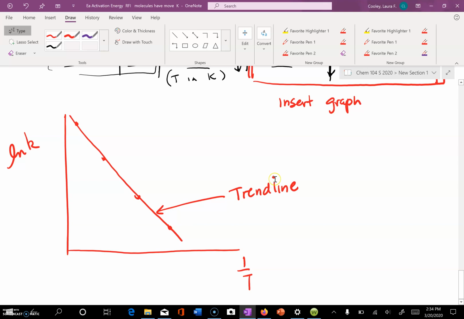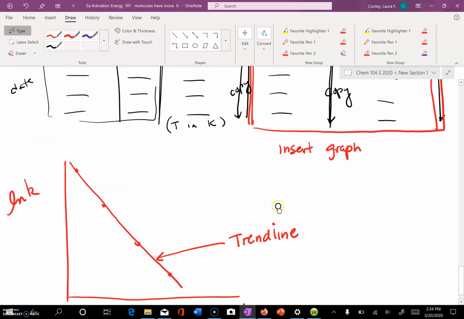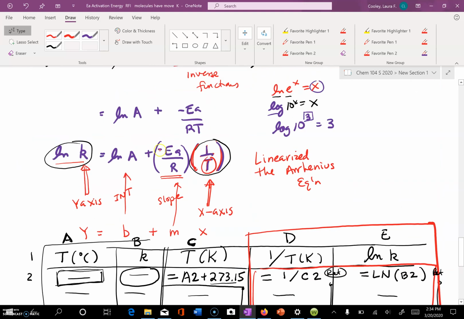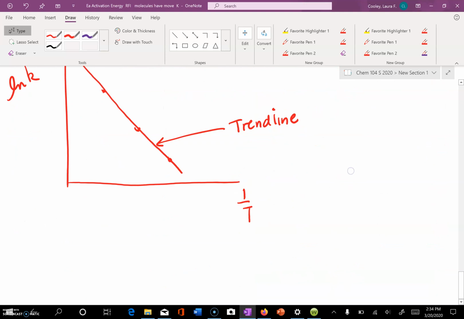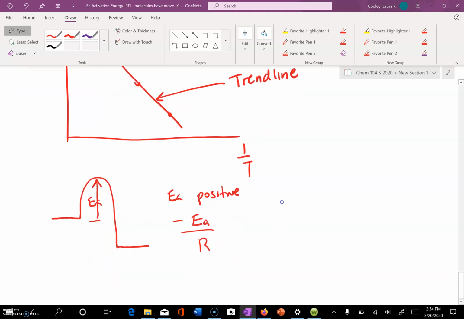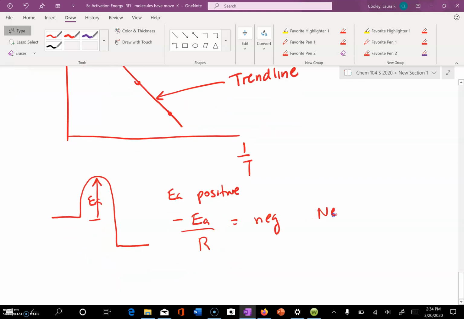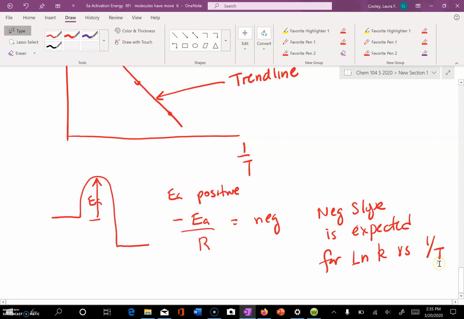Okay, and you would notice that the slope is negative. Well, if you go back and look at the equation here, you see that the slope is the negative of the activation energy divided by R. So you expect it to be negative because activation energies, that's the height of the bump here, they're always positive. So EA is positive, so minus EA over R is negative, so a negative slope is fully expected for the natural log of K versus 1 over T, okay?